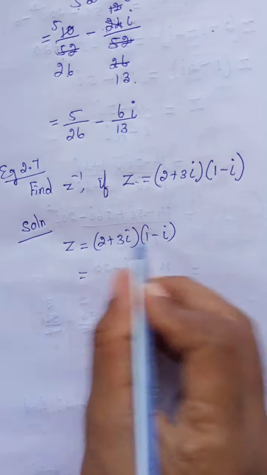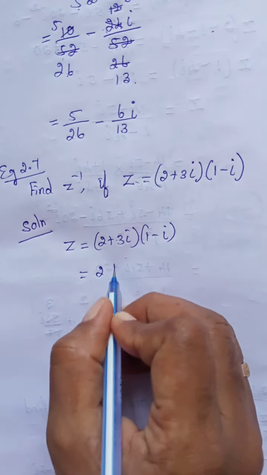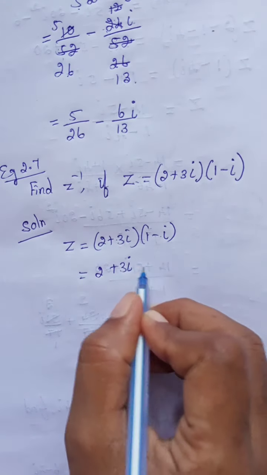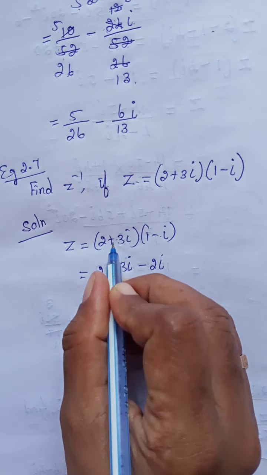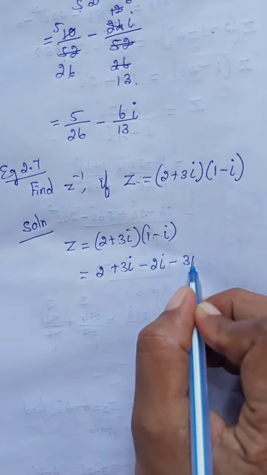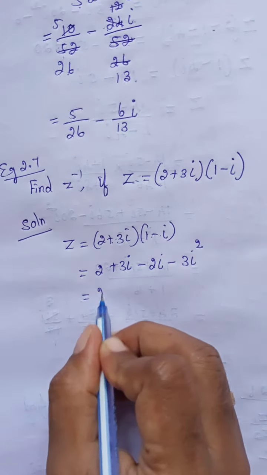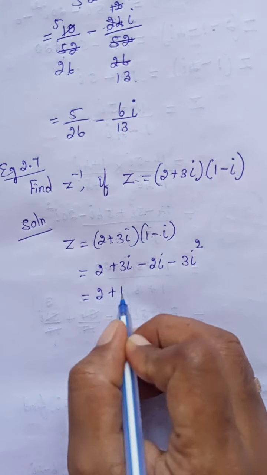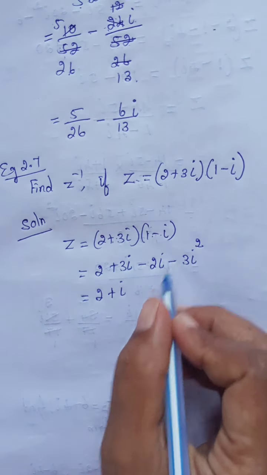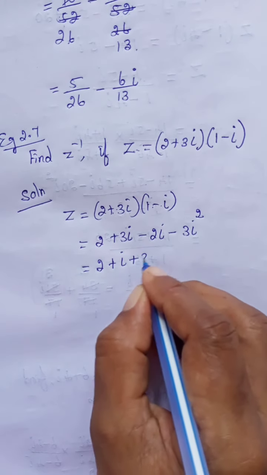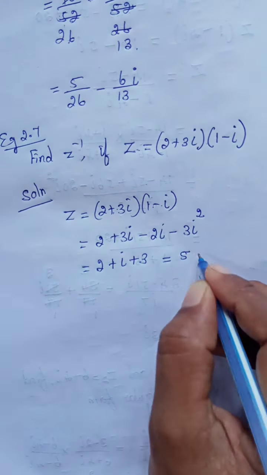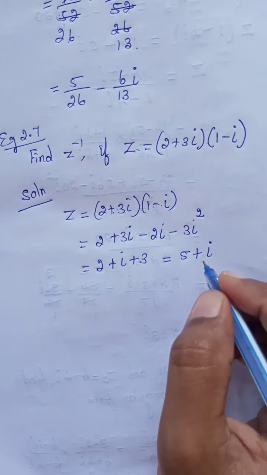Shall we multiply? This is 2 plus 3i. 2 into minus i is minus 2i. This is minus 3i square. So 2 plus, i square, the value is minus 1, so it will become plus 3. So we have got 5 plus i.